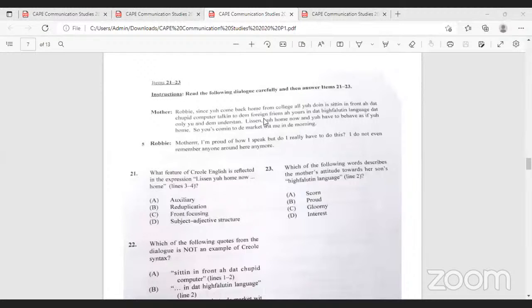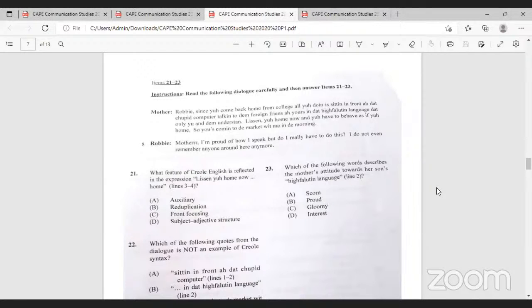Lines 3 to 4. Subject, adjective. I would say A. Listen, you're home now, and you have to behave as if you're home. Yeah, I mean the emphasis on you, it shows auxiliary to me. Can put an asterisk on it.